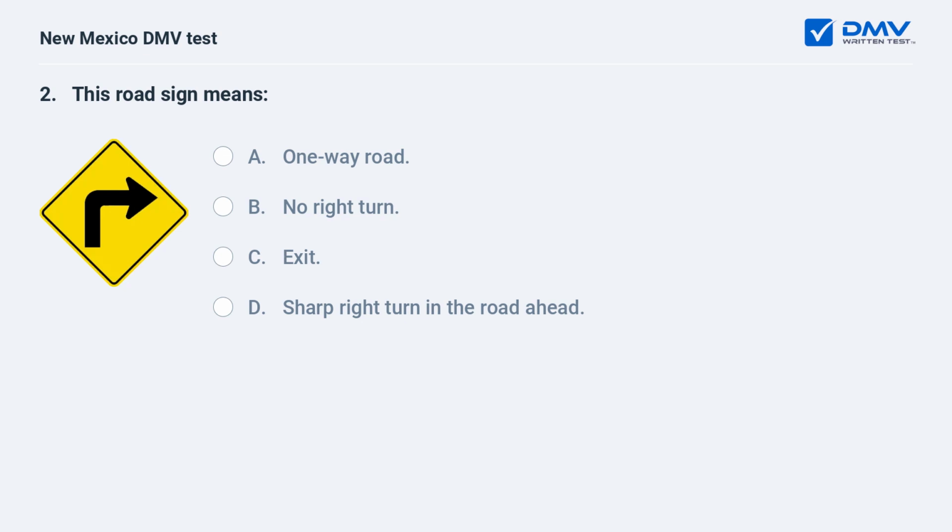This road sign means A. One-way road, B. No right turn, C. Exit, D. Sharp right turn in the road ahead. D. Sharp right turn in the road ahead. This sign indicates that there is a sharp right turn ahead.